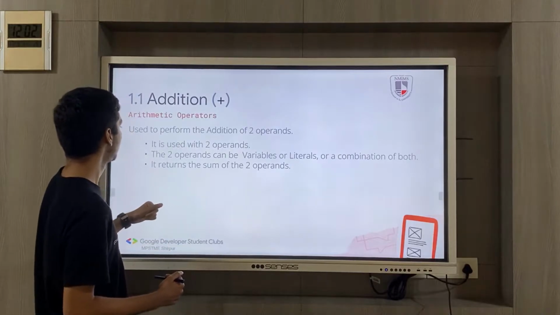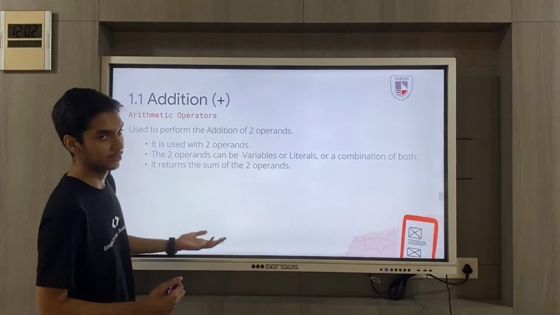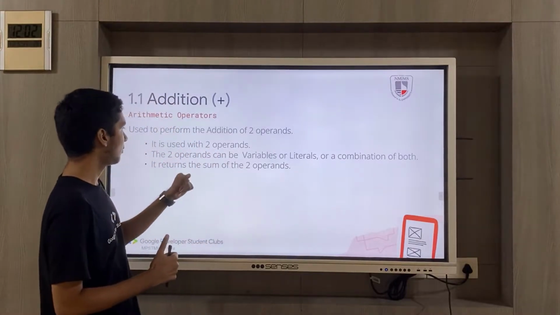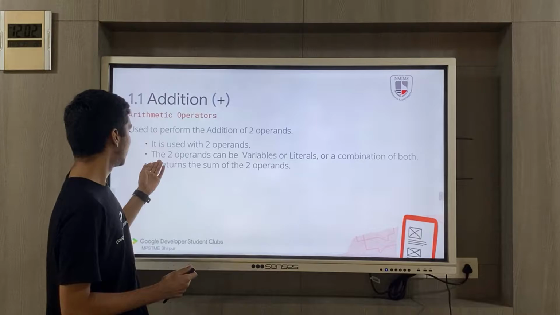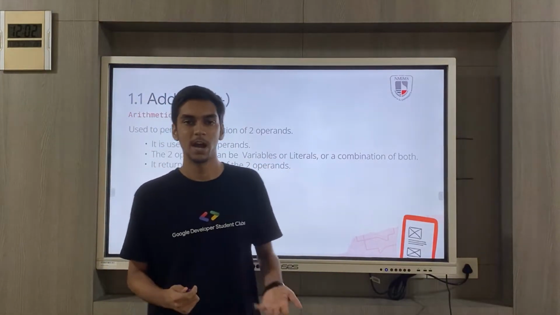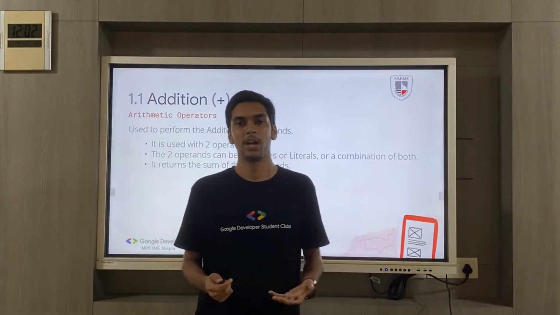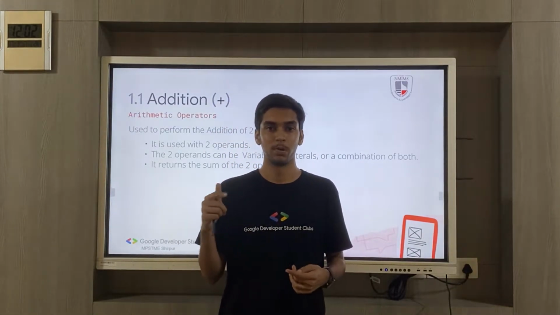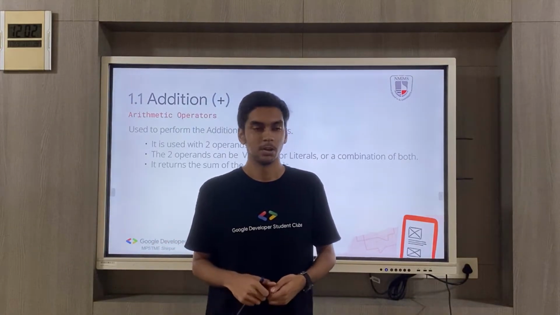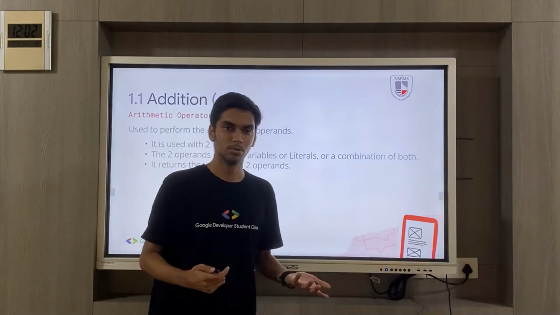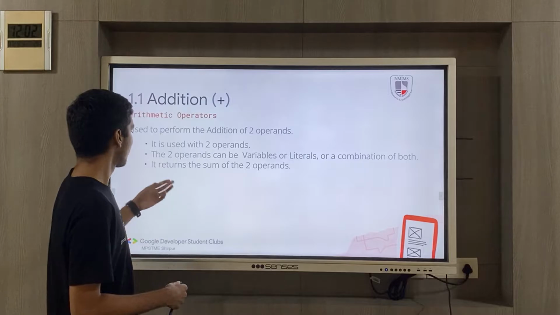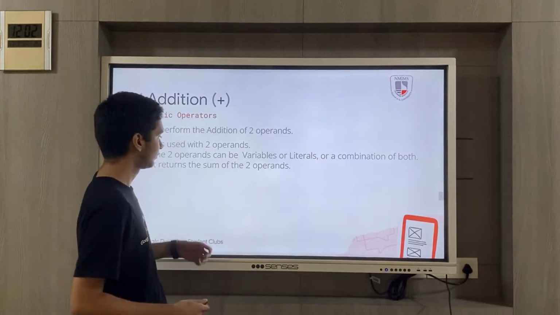So addition is simple. It is used with two operands, like I said, a plus b or 2 plus 3. So with the plus operator, there will be two operands, and the two operands can be variables or literals or a combination of both. Like if we have a variable a which has value 2, we can say cout 2 plus a, so we will get 4 because a was storing 2. Or we can say cout 2 plus 2, or we can say cout a plus b, both being variables having some values, etc. So it returns the sum of the two operands.